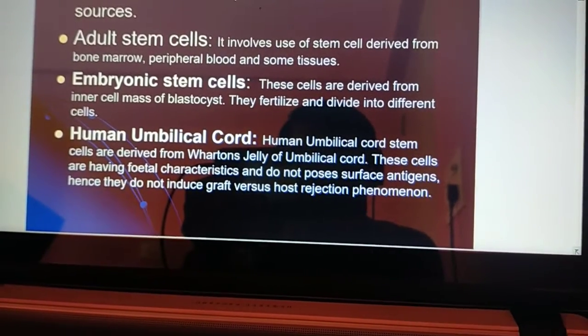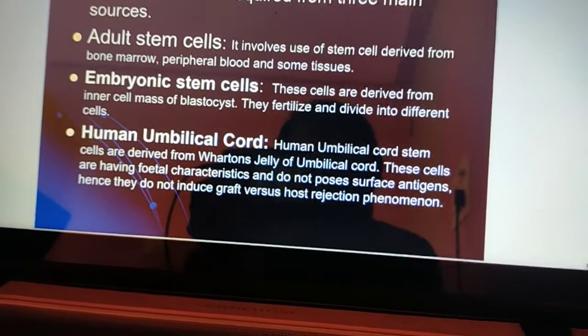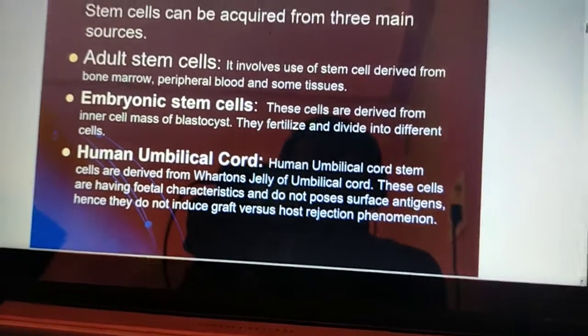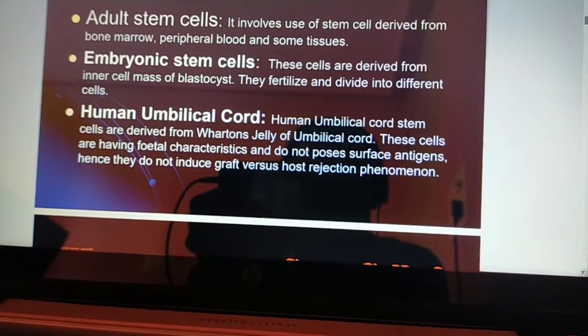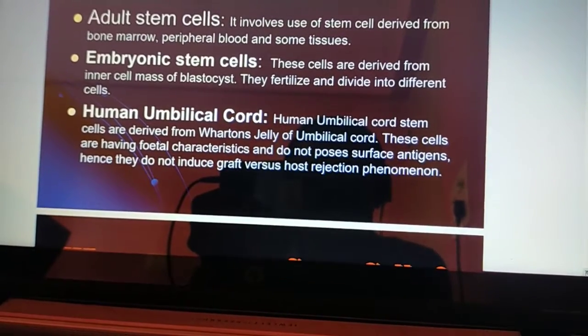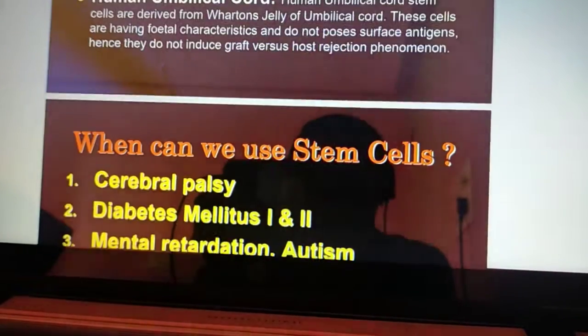Human umbilical cord stem cells are derived from Wharton's jelly of the umbilical cord. These cells have fetal characteristics and do not possess surface antigens. Hence, they do not induce the graft versus host rejection phenomenon.